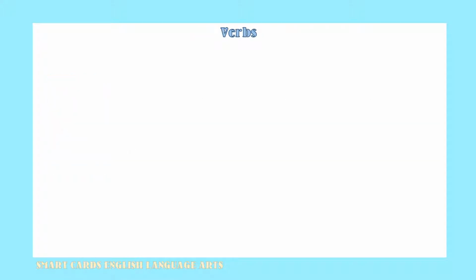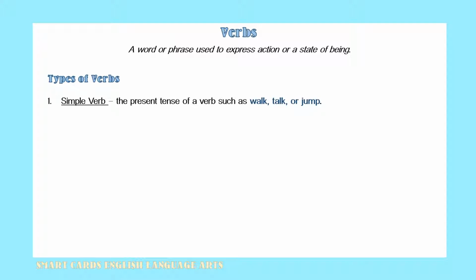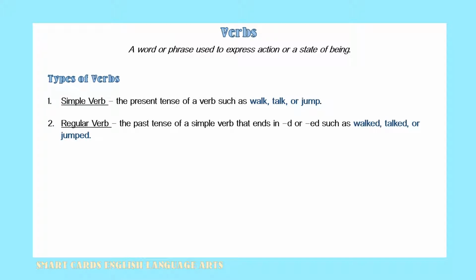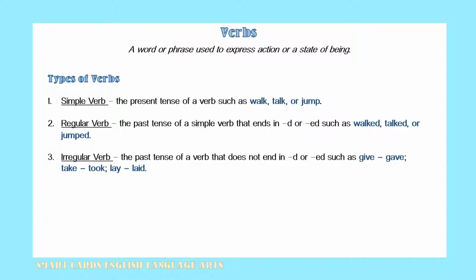Let's talk about verbs. A verb is a word or phrase used to express action or a state of being. There are about 4 types of verbs. We have a simple verb, which is the present tense of a verb such as walk, talk, or jump. Then we have regular verbs, the past tense of a simple verb that ends in D or ED, such as walked, talked, or jumped. We also have irregular verbs.